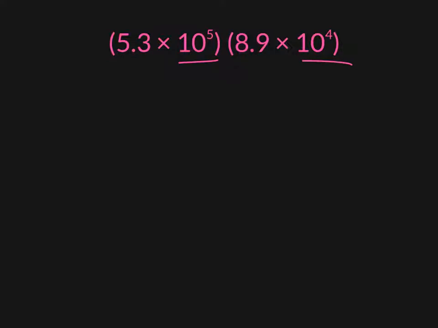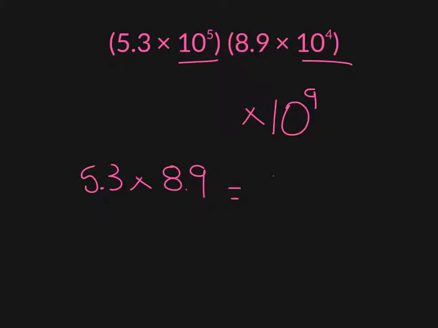My answer is going to be times 10, and then 5 plus 4 is 9. Now I'm going to use my calculator to calculate 5.3 times 8.9. And that will give me 47.17. Now you should notice right away that this number as it stands is not in scientific notation.